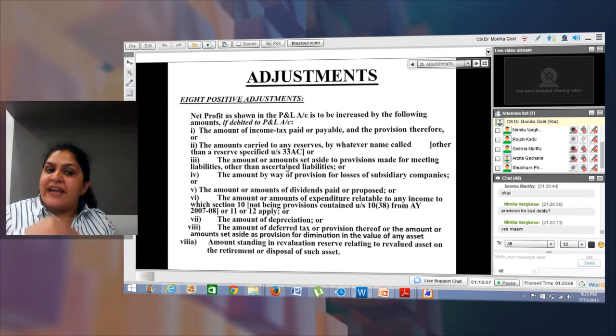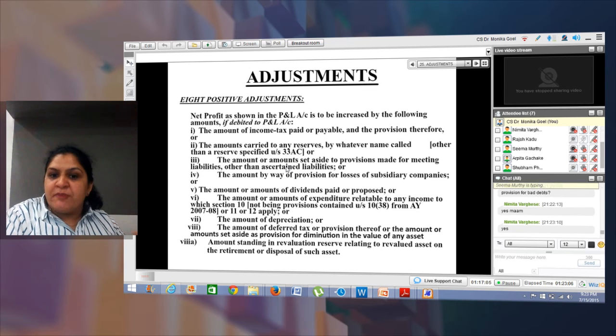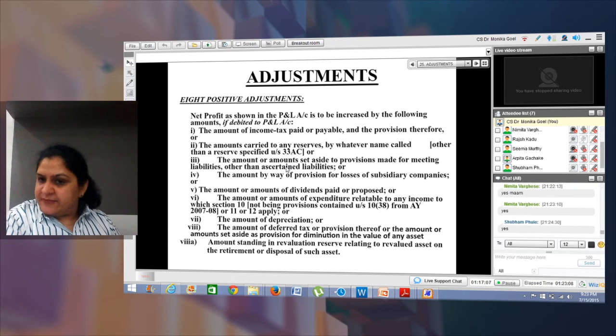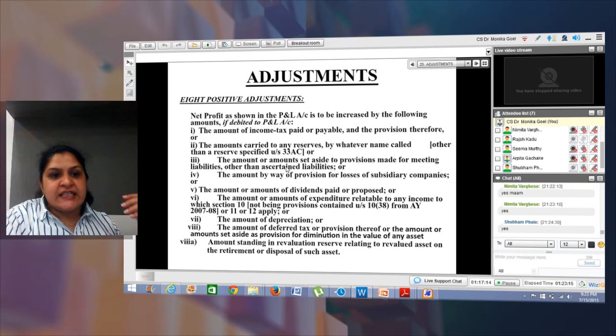So it will be added under clause 8. You getting my point? It's a provision for diminution in the value of any asset. So this is clear. Now we were on point number 3. So point number 3 is clear. Now coming to point number 4.